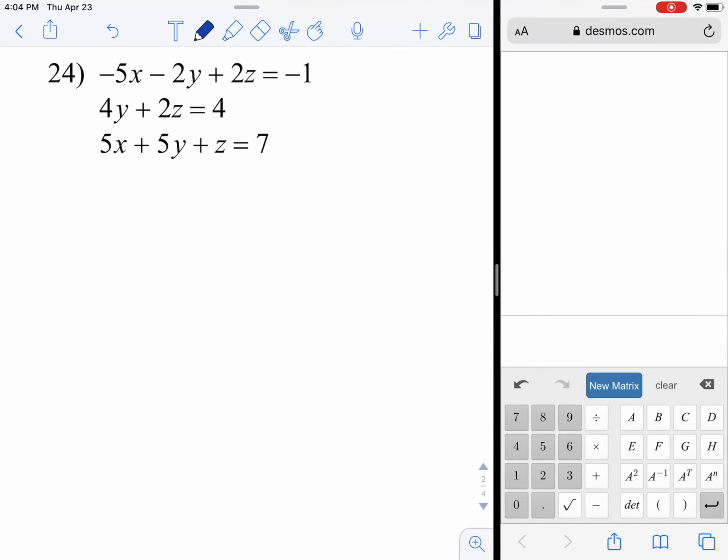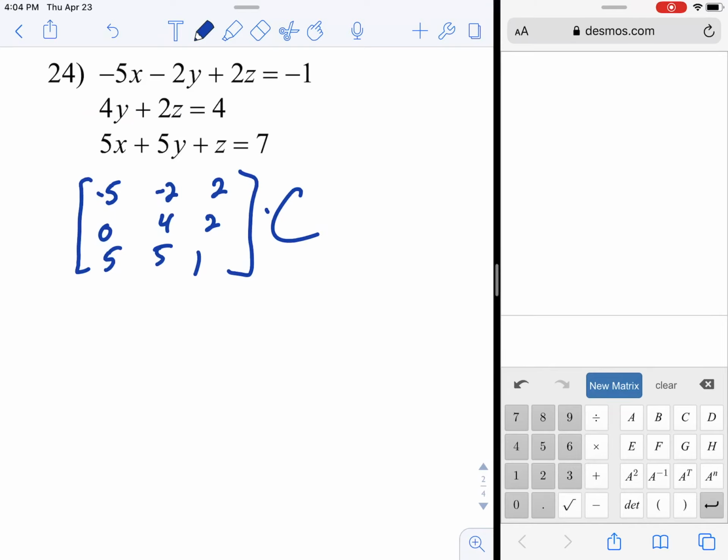So let me clear the calculator. My coefficient matrix, -5, -2, 2, 4. Nope, just about screwed that up. 0, 4, 2, 5, 5, 1. This second equation is missing an x term, which means there's a 0 that goes where the x coefficient would go. I'll just cut right to the chase and put a capital letter there. The solution matrix, -1, 4, 7.